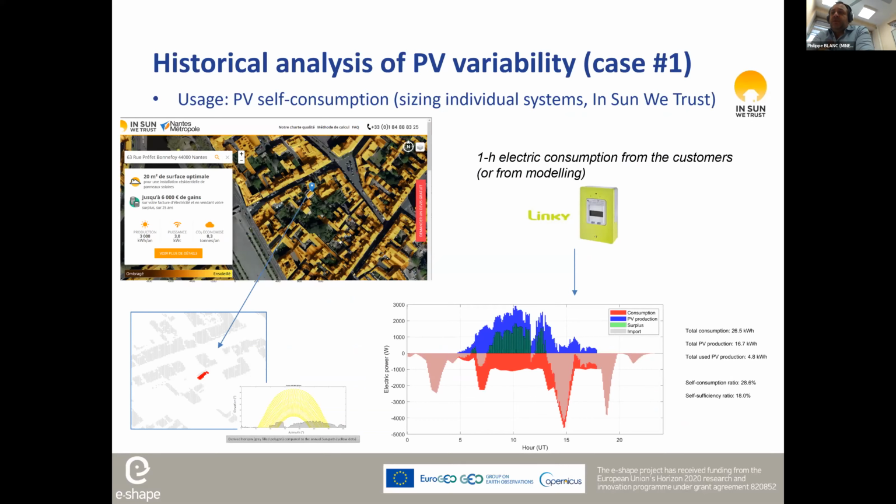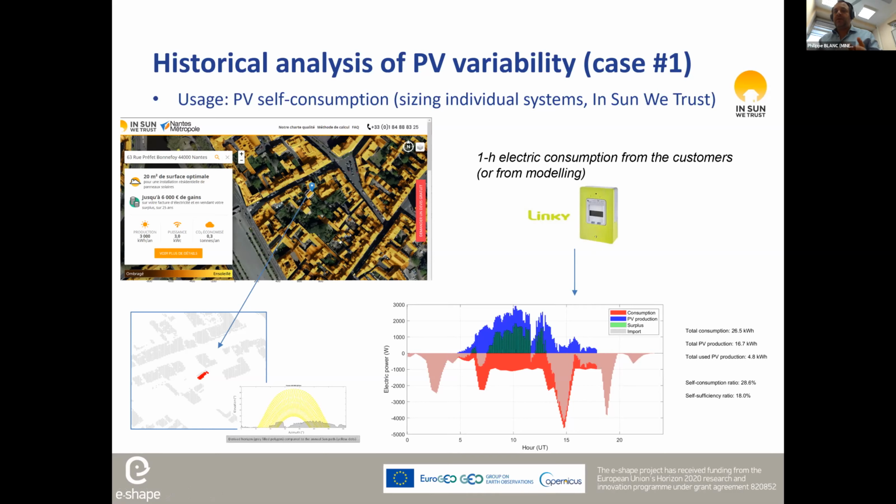The first one, which we will look at today, is about PV self-consumption. So it's about sizing an individual system. We want to see not only how much irradiation I get on a yearly basis, but also the synchronicity between the PV production on my roof and the electric consumption of my building. First, we can select a given roof. On the fly, you can get the information on PV production, and we can compare it with the electric consumption that can be provided by the users.